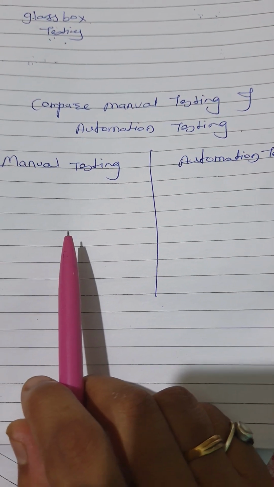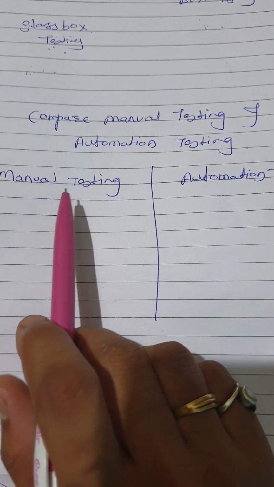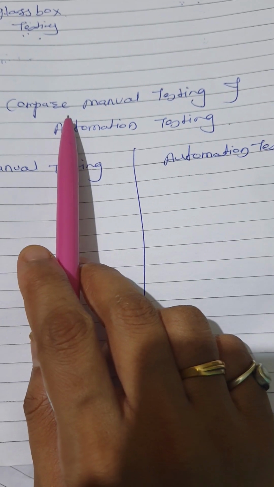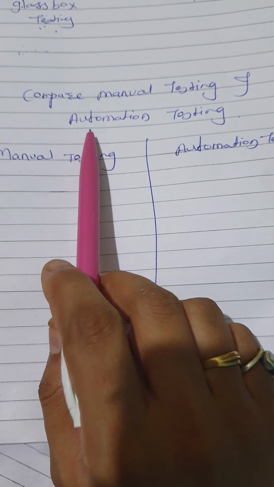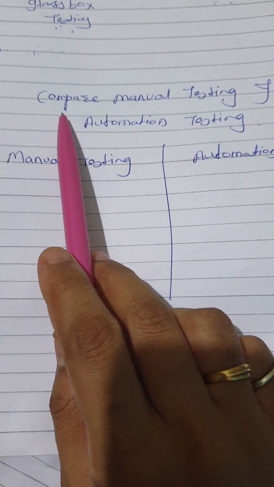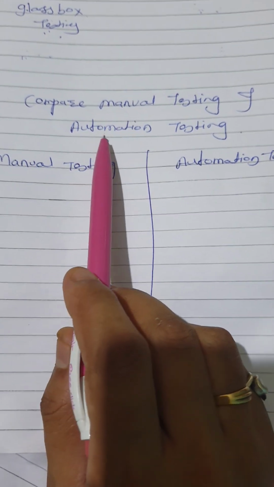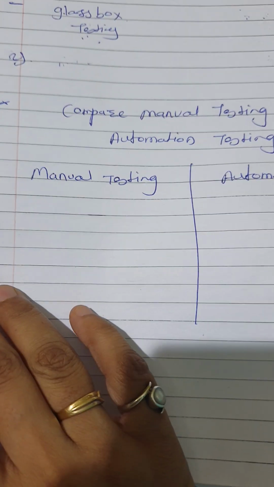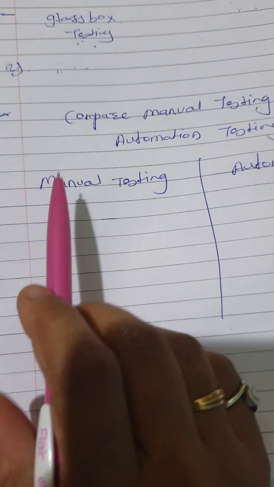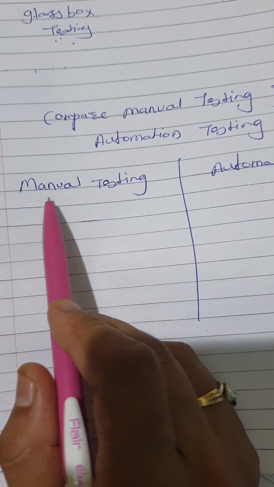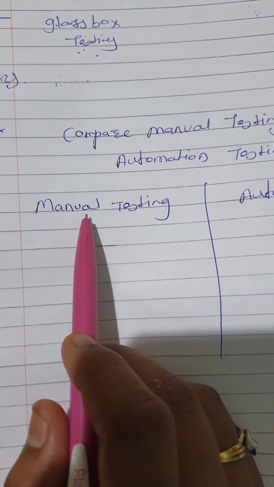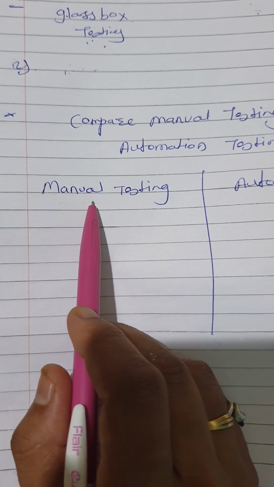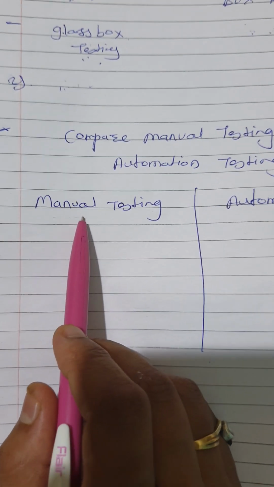Good morning students. In this video we will see the next point, that is what is manual testing and what is automation testing, or the question is compare manual testing and automation testing. So first, what is manual testing? Manual testing is a type of testing which is performed manually, which is performed by a human.